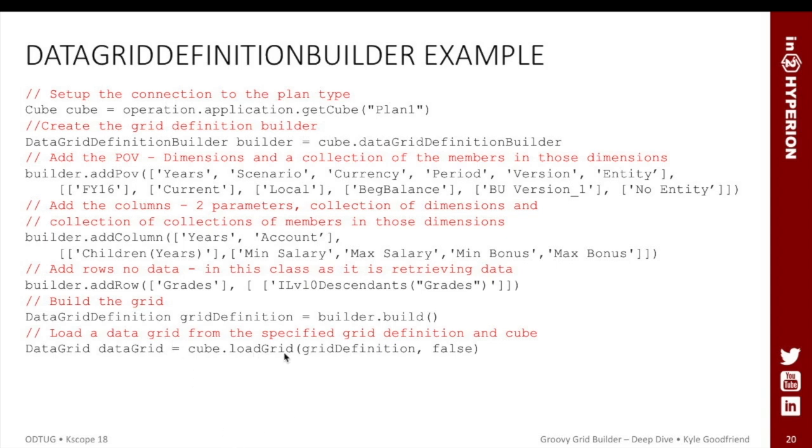Notice that the load grid has a parameter at the end. It's true or false. This is whether you want to use the person's security, and if you do, then you're going to get no access if they don't have access to something. I typically set it to false because I want to move that specific data, whether they have access to it or not.